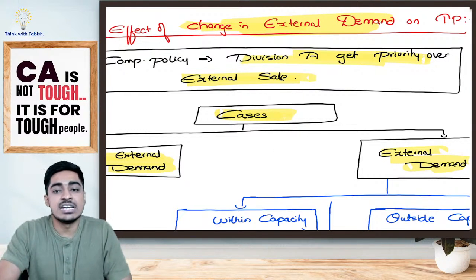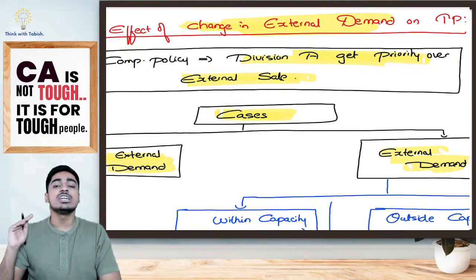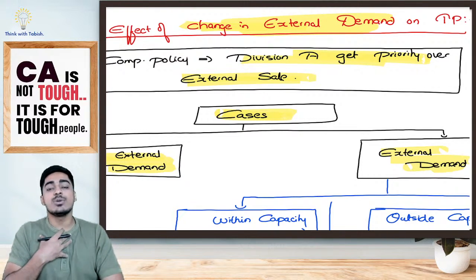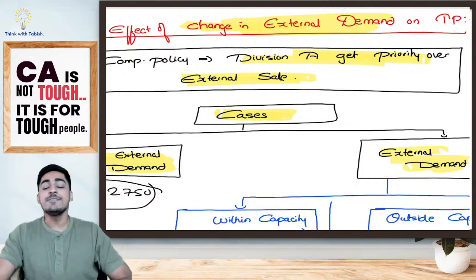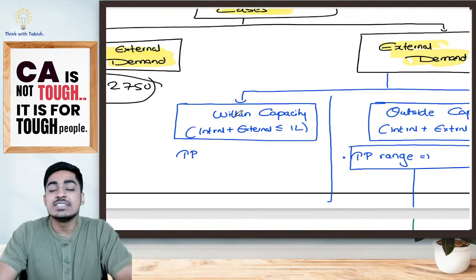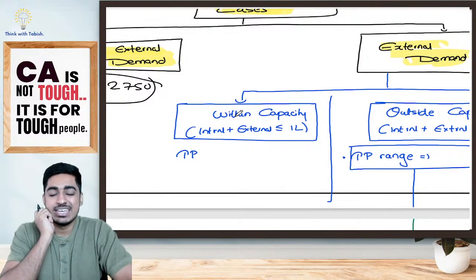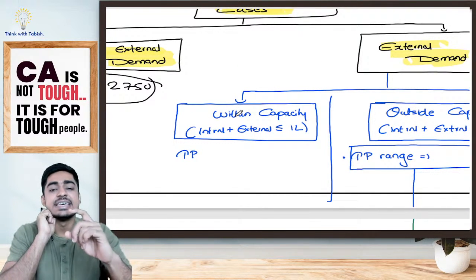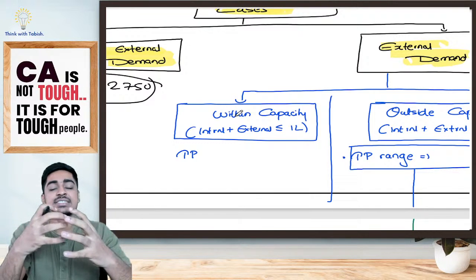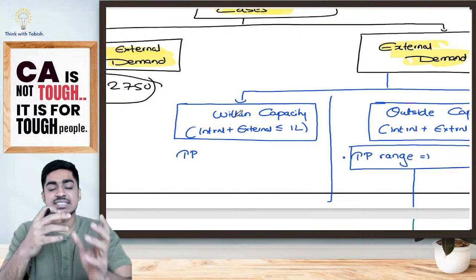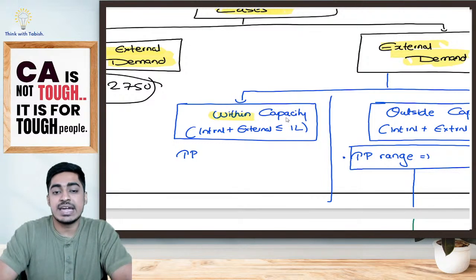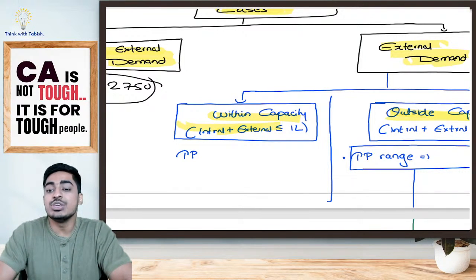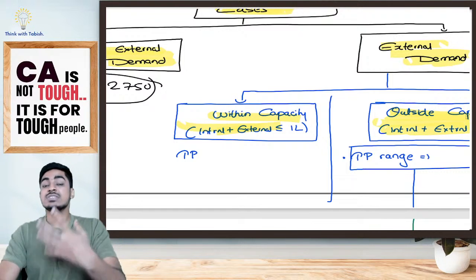If external demand is not there at all, division B will tell, whatever is my variable cost, that I'll transfer. My transfer price will be 2,750. But if external demand is there, I will see how much it is. Whether my external demand is very less, that is, whether the total sale, internal plus external, is within my capacity of 1 lakh. Is it that case? Or else is it going beyond my capacity? Do I need to sacrifice something?